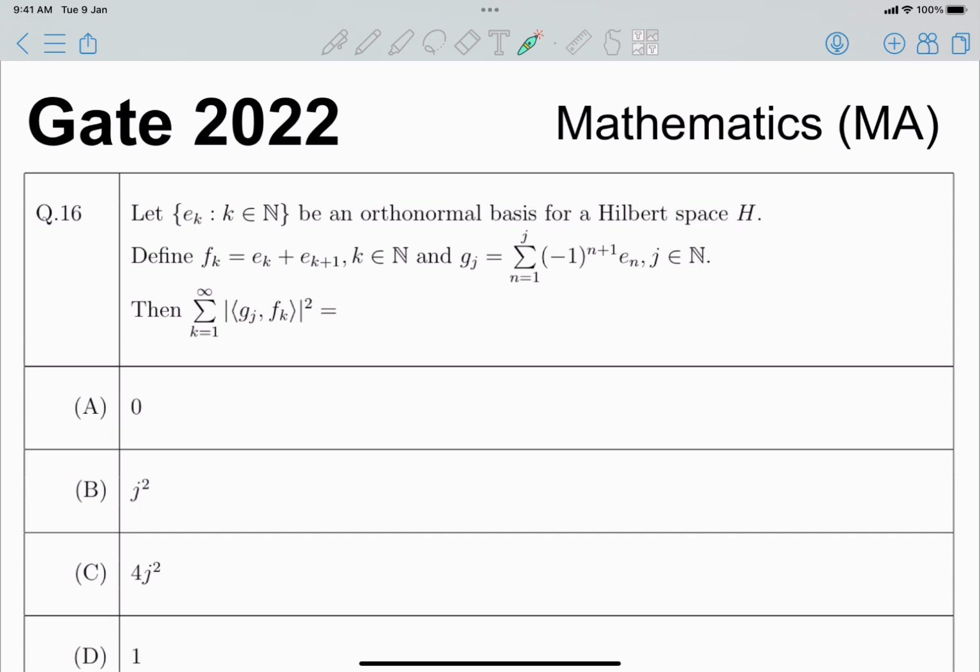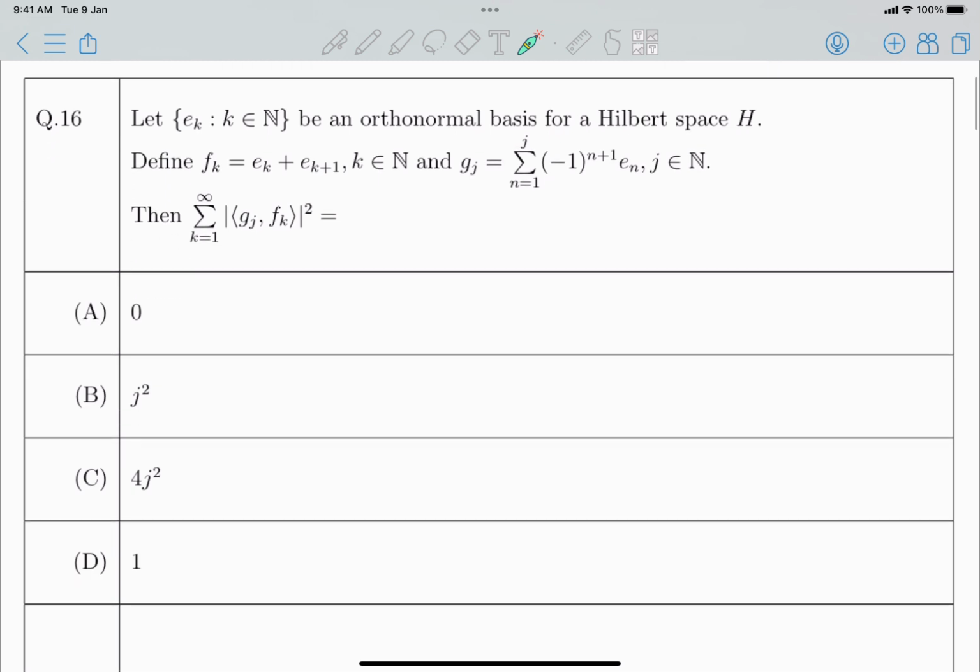It says: let e_k be an orthonormal basis for the Hilbert space H and define f_k as e_k plus e_{k+1}, and g_j as the summation n equals 1 to j of (-1)^{n+1} e_n. Then you have to compute the series summation k equals 1 to infinity of |<g_j, f_k>|^2. Four options are given, you have to check which one is correct.